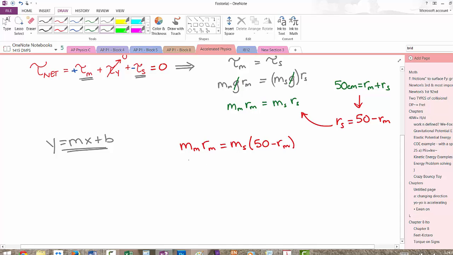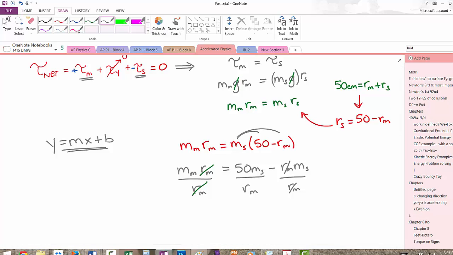So here we go. I'm going to distribute my m sub s inside. So I've got m sub m, r sub m is equal to 50 m sub s minus r sub m, m sub s. A little ugly in the algebra, but trust me, it's going to be a good thing. I'm going to divide on both sides by r sub m. Remember, we measured that distance, r sub m. Okay, and cancel out here. Instead of writing this as one division, I can do it twice. So I'm going to divide by r sub m on both of these. My r sub m's are going to cancel, and I am left with an equation that is actually quite lovely.